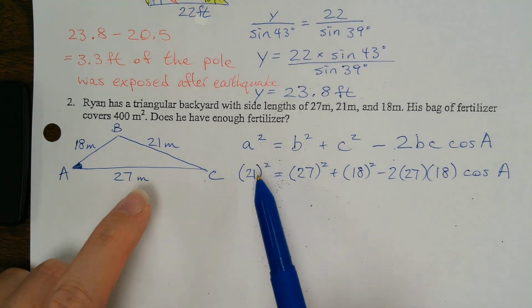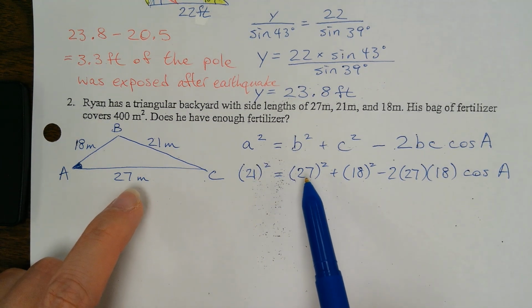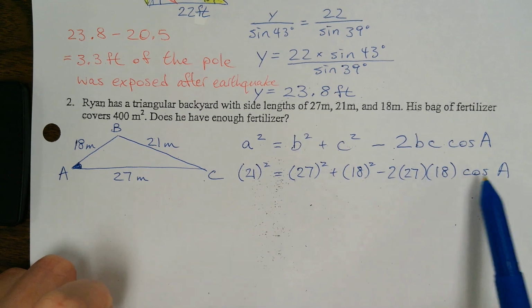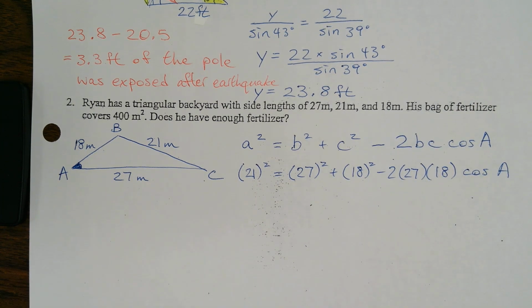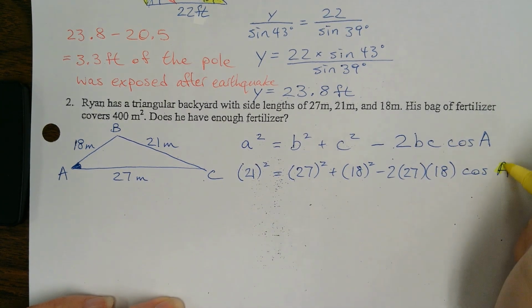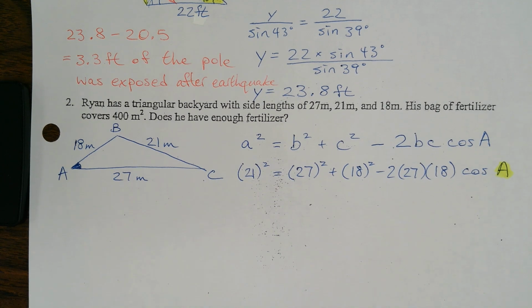All right, so A is 21, B is 27, C is 18. And then after we sub it in, we get this. So remember, by this step, I should only have one unknown. In this case, it's A. So that's what I'm trying to solve for.